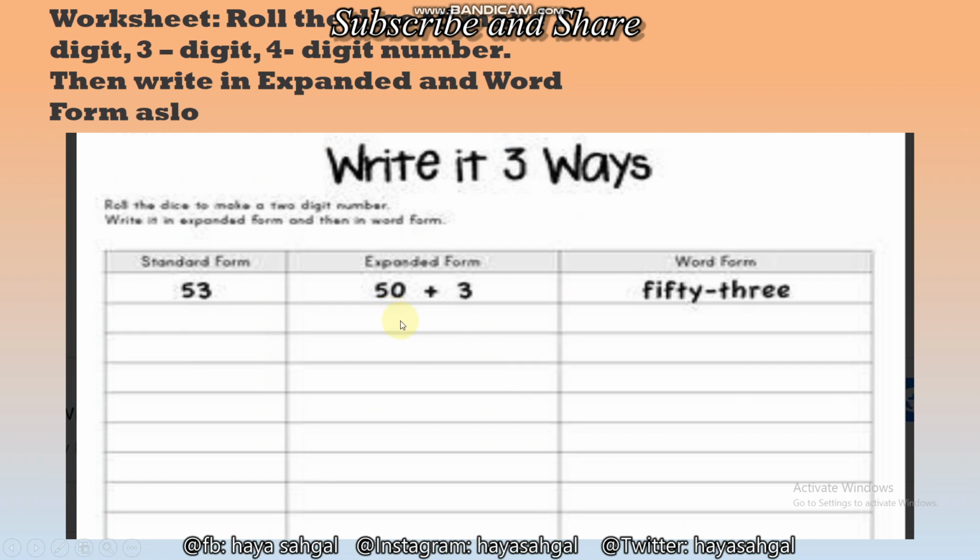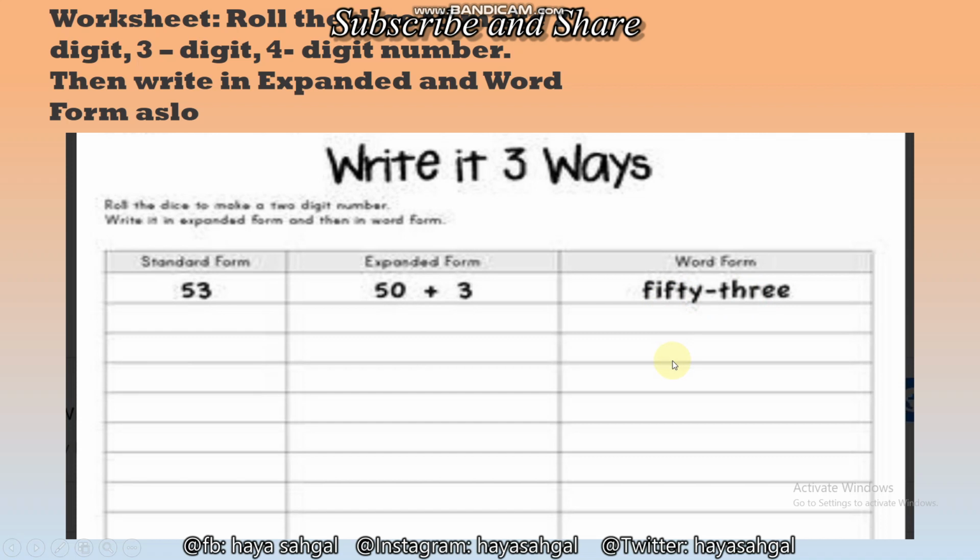Here is an interesting game for you. You have to roll the dice 2 times. Once you roll the dice, you will get a digit, write it. Second time when you roll the dice, you will get another digit. So the number which I got is 53. Now I have to write 53 in expanded form, 50 plus 3. Then I will write it in word form, that is 53 in spellings, right?